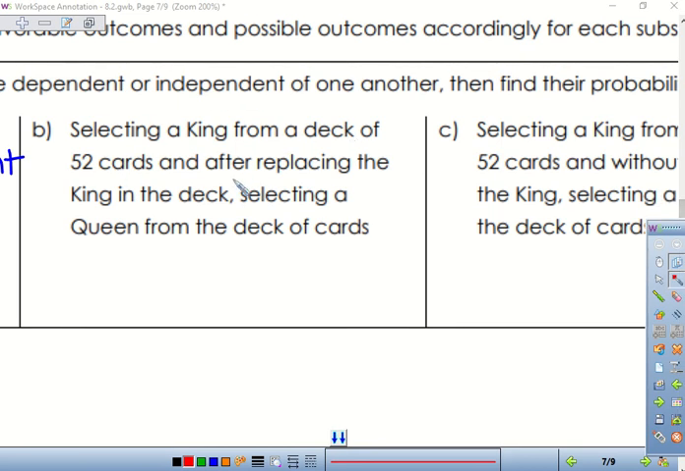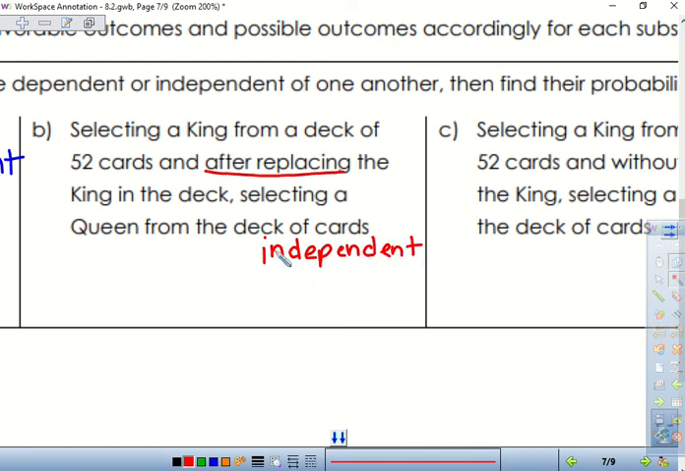So, selecting a king from a deck of 52 cards after replacing the king in the deck and then selecting a queen from the deck of cards. So you take a king, you put the king back, and then you try to select the queen. Is that independent or dependent? You basically reset the deck, right? So it's independent. So if we reset the deck, these two events are independent again.